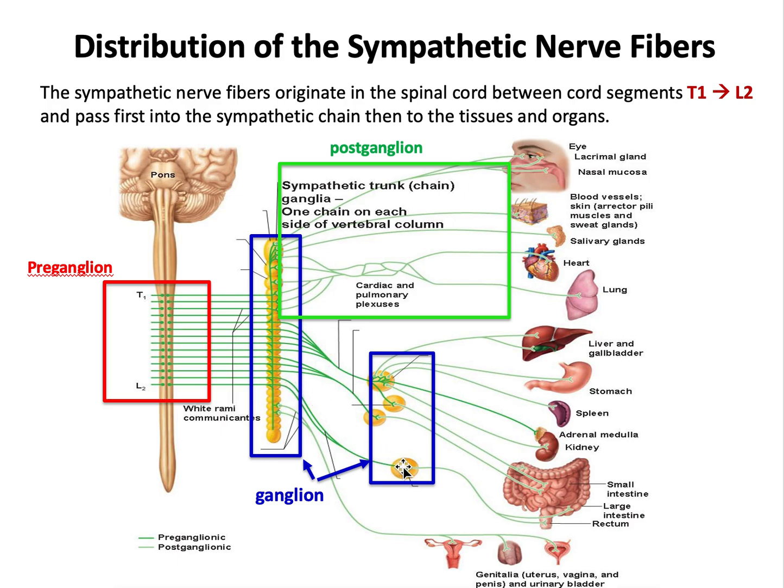Others might synapse on postganglionic fibers within the collateral ganglia. And then some will go straight to an organ, and I'll address that in just a second. All right, so that's the distribution of the sympathetic nerve fibers. Once a preganglionic fiber synapses with a postganglionic neuron in the ganglia, those postganglionic neurons then exit the ganglia and go innervate effector organs, okay?